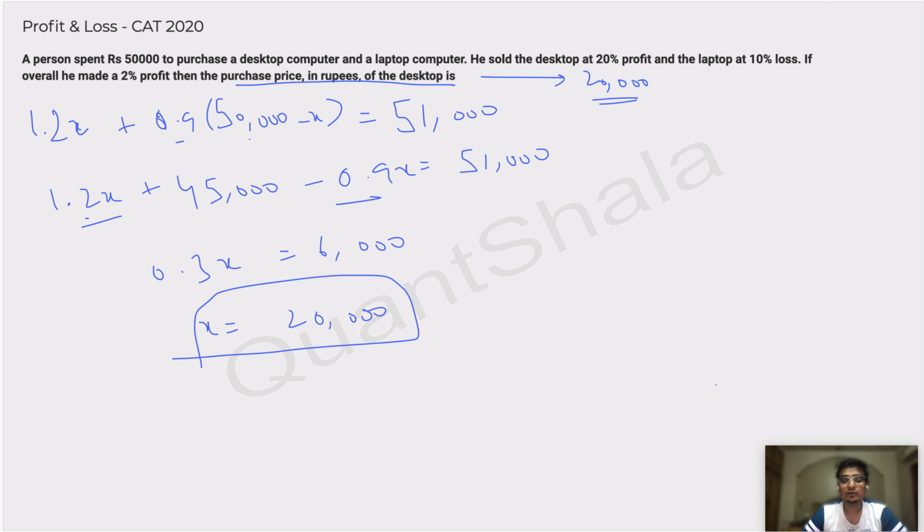Now that you've understood this fundamental approach, we will now explore a smarter approach which will not only improve your speed but will also give you a greater concept clarity.